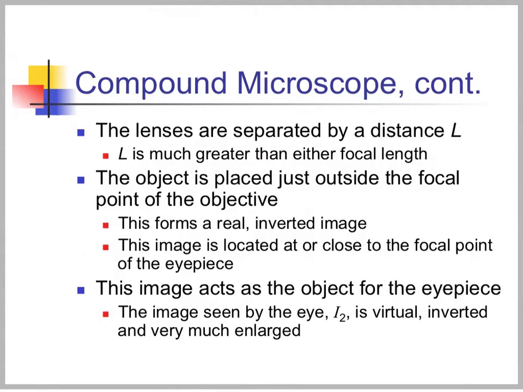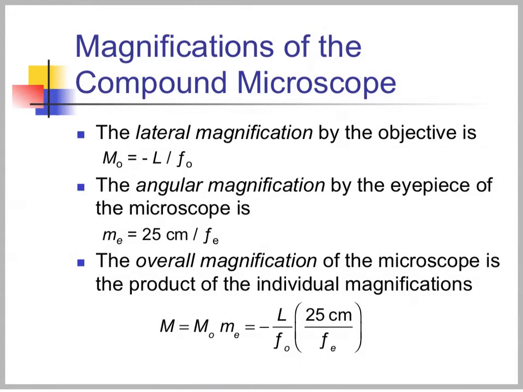The lateral magnification by the objective is minus L over the focal length of the objective. The angular magnification by the eyepiece of the microscope is 25 over the focal length of the eyepiece. So the overall magnification of a microscope is a product of those two magnifications, which is going to be L times 25 centimeters over the product of the two focal lengths of the lenses.